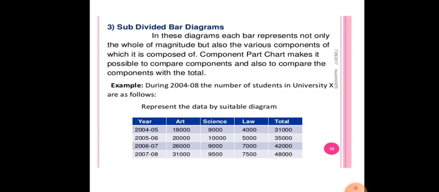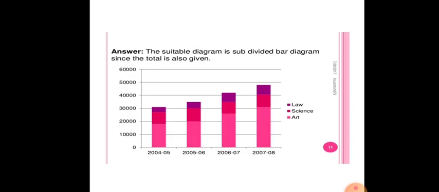Next, the subdivided bar diagram. The subdivided bar diagram is nothing but the components bar diagram. The main drawback of the simple bar diagram is that it can represent only one variable or characteristic of the data, but in the components bar diagram, various factors can be shown in one bar. So this is the component or subdivided bar diagram.